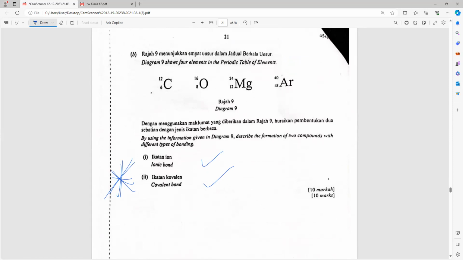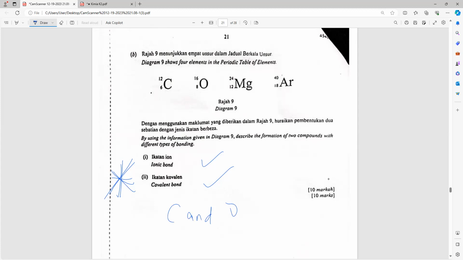Teacher wants to see how many of you actually tried this question. Which one is the covalent bond here? Which one do you think will form the covalent bond? C and O. Very good. C and O, perfect answers. So C and O will form the covalent bond.